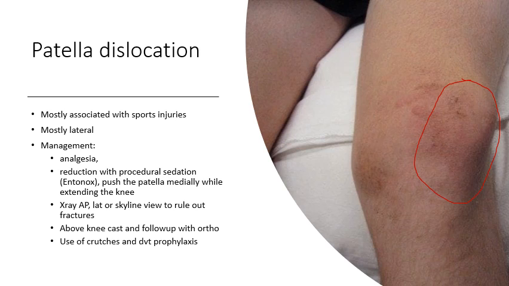Then you get an x-ray done, AP, lateral or a skyline view to rule out fractures. Okay, once you have ruled out a fracture, you need to put an above knee cast and a fracture clinic or an orthopedic follow-up. You discharge them with the advice of using crutches, DVT prophylaxis, analgesia, and of course non-weight bearing and rest.